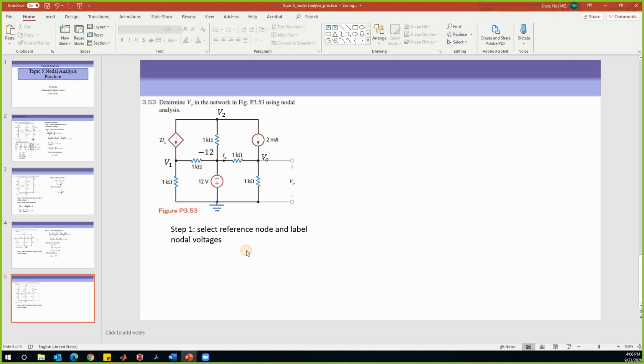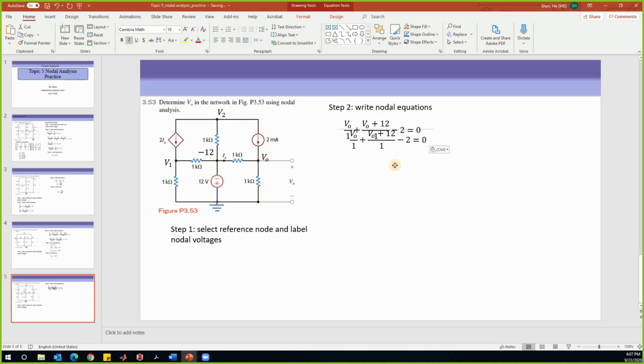Now we labeled everything. The second step is to write out the nodal equations. Step 2, write the nodal equations. We'll start from node VO. Node VO has 3 branches connected to it. The current leaving this node from this branch is VO divided by 1. The current leaving in this branch is VO minus negative 12 divided by 1. So this is VO minus negative 12, that is a plus 12, right? Divided by 1. The current leaving from this branch is negative 2, and that gives us 0. So this is the nodal equation about node VO.